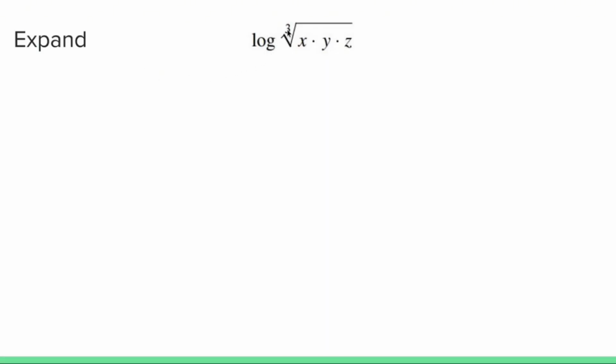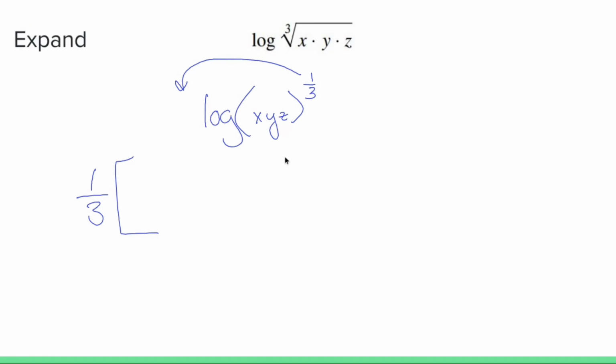Expand log of the cubed root of x, y, z. There are two ways that I can approach this, but the way I'm going to approach this is this way. I notice that the cube root is attached to everything. So I have log of x, y, z to the 1/3 power. I could do this one of two ways, and I think maybe the easiest way is to bring that 1/3 out. So I have 1/3, and I am going to put this in brackets on purpose to make a point, of log base invisible 10 of x, y, z.